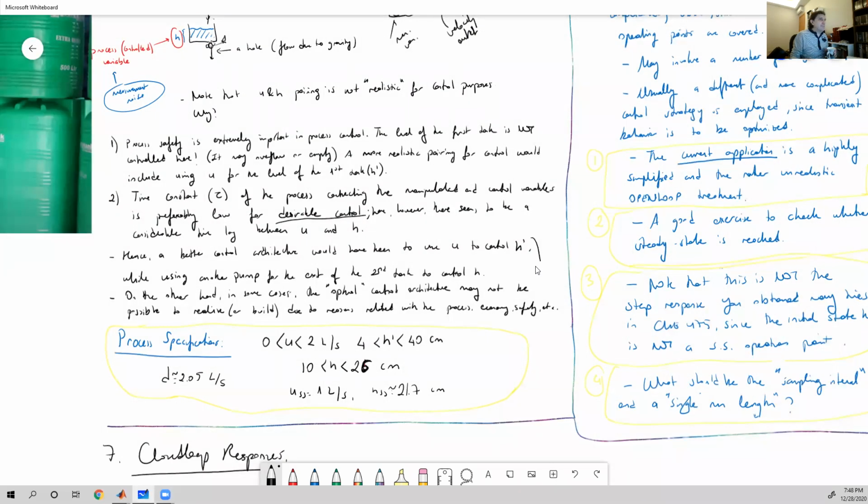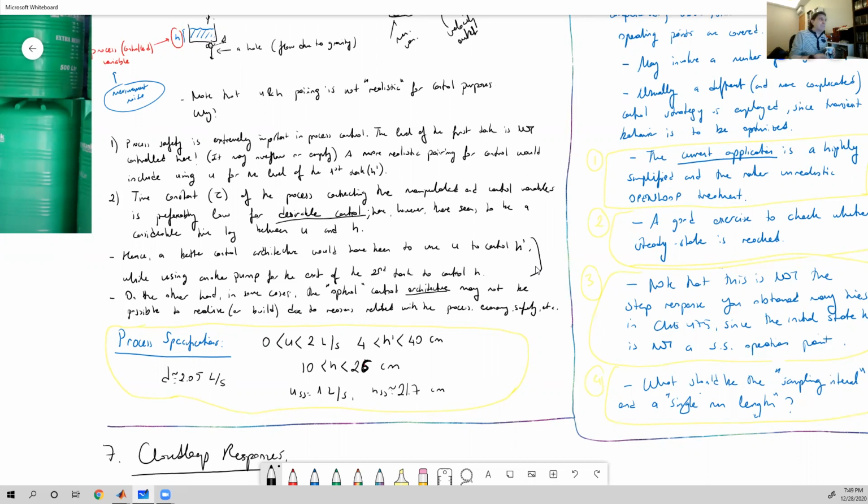So as I said, also this would be the case. However, in some cases, the optimal control architecture, which I try to talk about, well, optimal in quotation marks, because we haven't solved any optimization function or anything like that, may not be possible to realize. In many cases, the best pairing may not be realizable due to economical reasons, due to safety, or maybe the process is designed in that fashion. So there is not much that you can do.